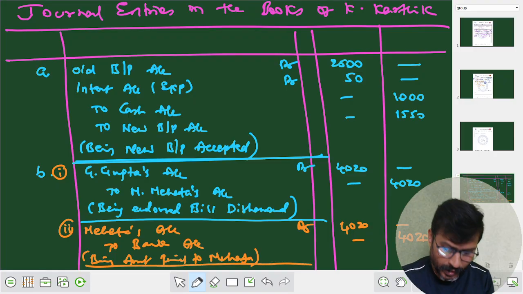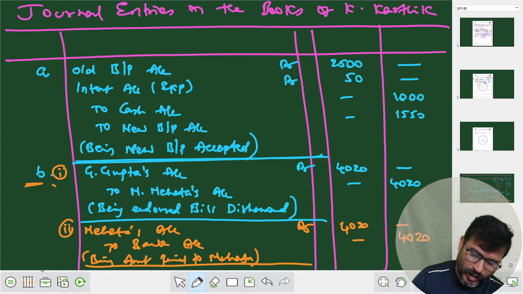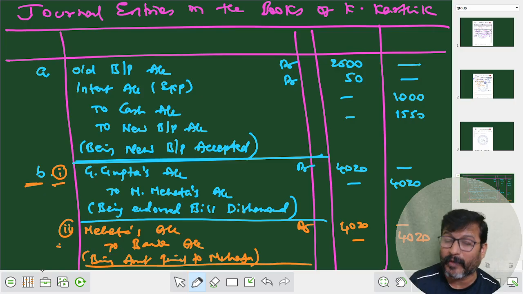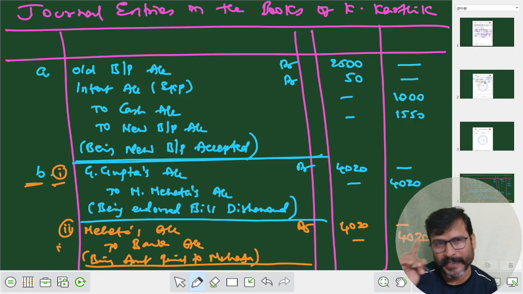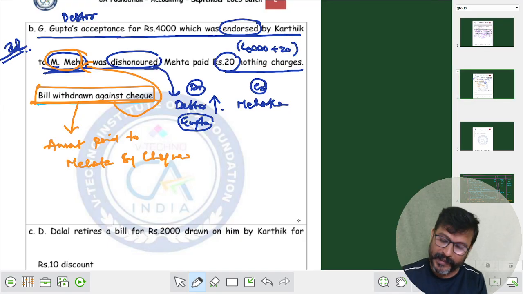Did you understand? For B point, you will be having two entries. One entry for dishonor, another entry for withdrawing the bill by making the payment of money to Mehta. Please remember the B point. Shall we move on to the C point? See what is there in the C point.